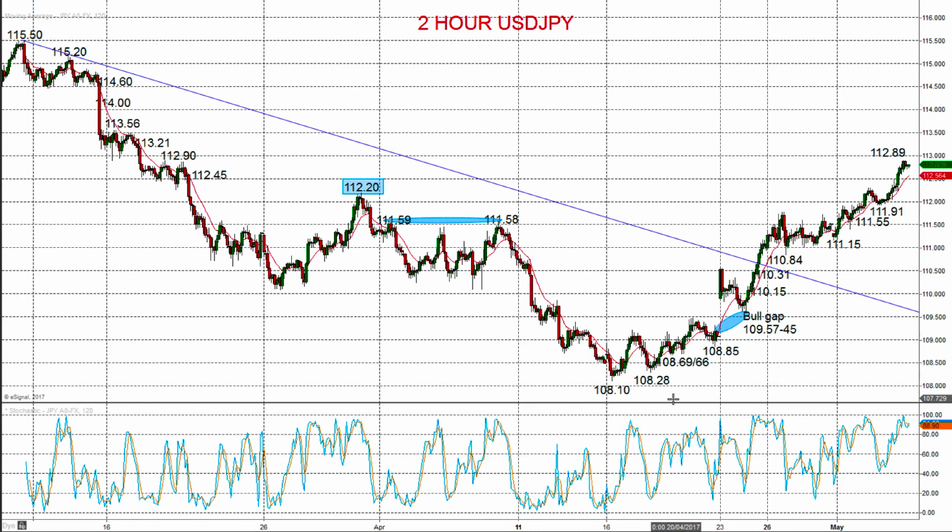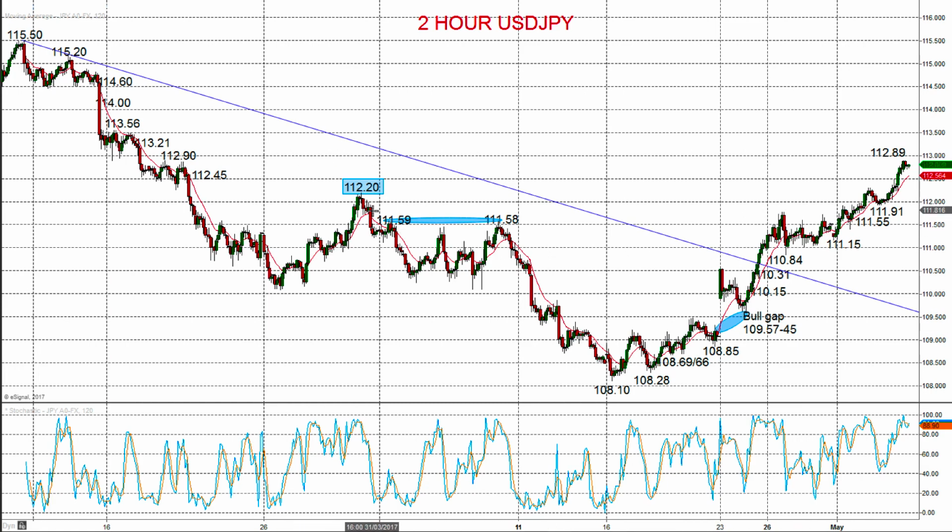So dollar yen, first of all, we've seen the reversal up through this trend line, driven higher by this bull gap. This bull gap was a part of the process from the French presidential election result, pushing the market higher, taking us away from a risk off scenario into a risk on scenario, so thereby a weaker yen, higher dollar yen.